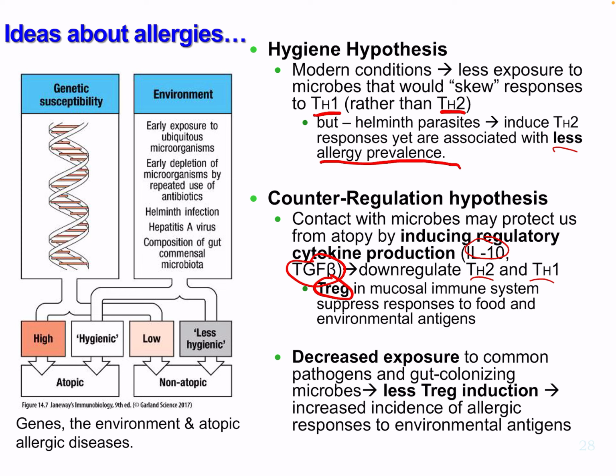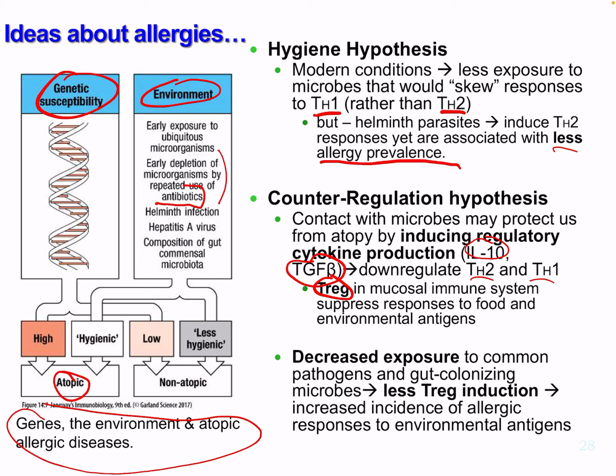So essentially, it seems that it's going to be a combination of genes and environment. Some people just have genetic susceptibility. A lot of people can be atopic, which is the term for being allergic. It can be passed down, so that in a lot of families the entire family will have asthma, or the parents will, and some of the kids. And also environment. Examples: early exposure to ubiquitous microorganisms, early depletion of microorganisms by repeated use of antibiotics, which can be bad, and helminth infection, which can stimulate a high Th2 response.